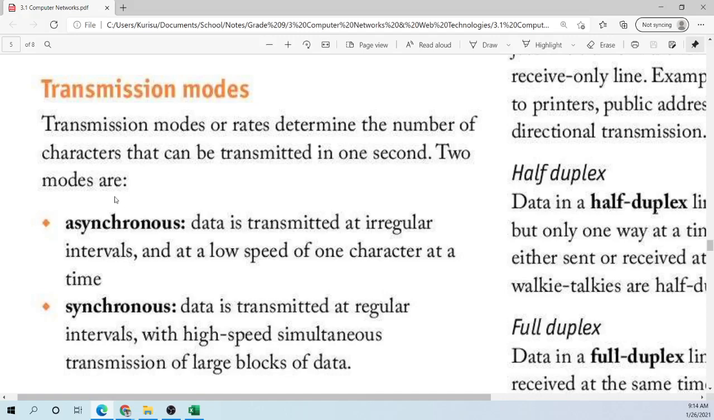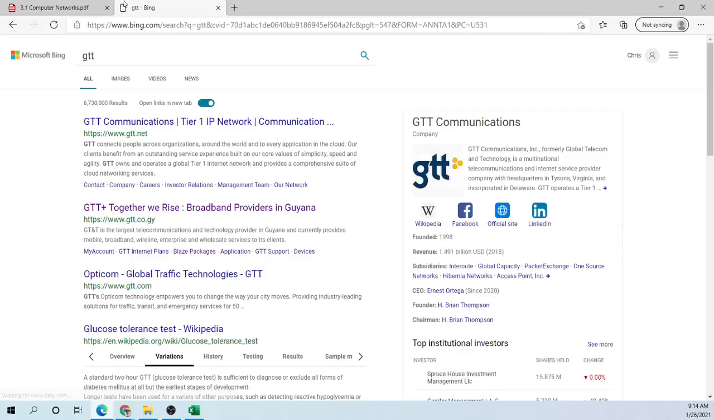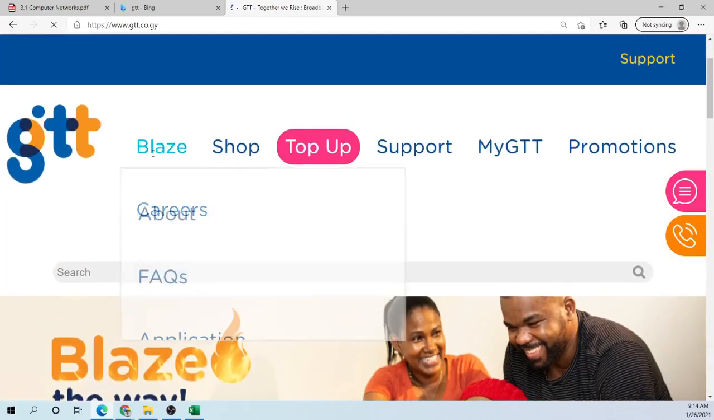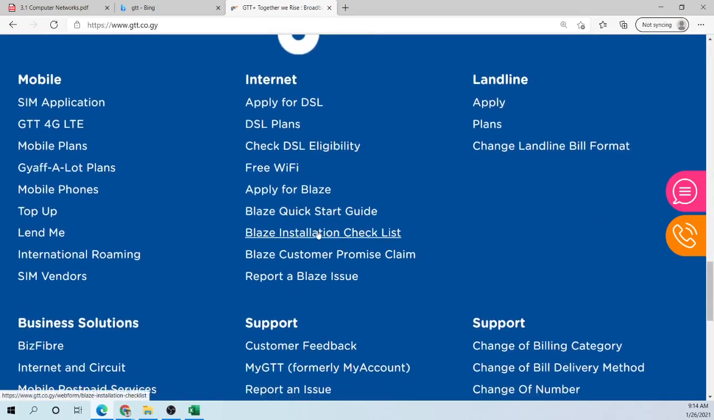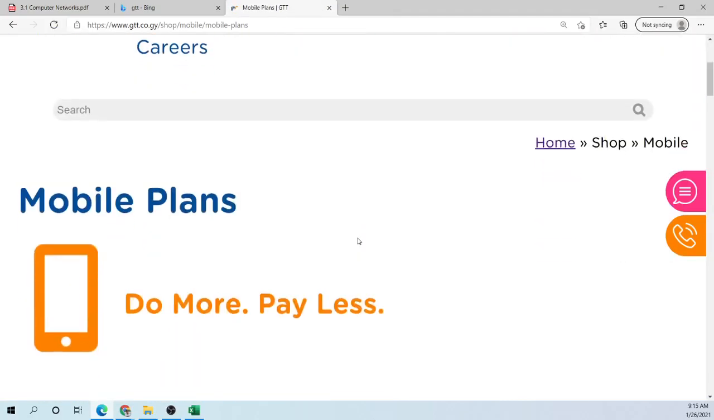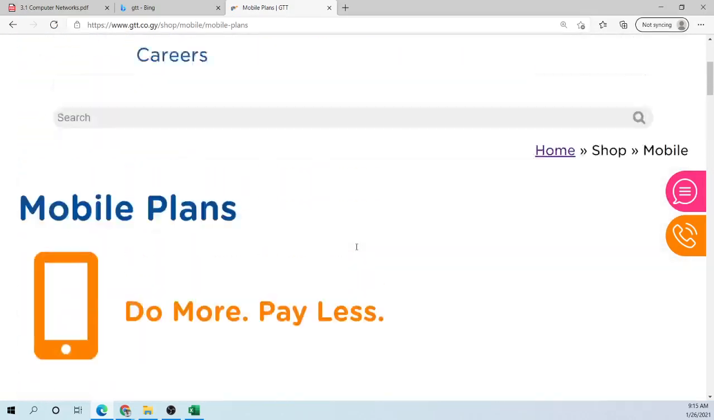Very good. So, transmission mode or rates. It is usually measured in seconds. So, that is why if we go back to GT&T's page, when we're looking at the internet connections, please. Where is it? Oh, C-plans. Where is it, man?